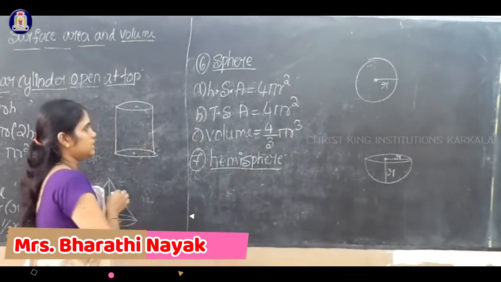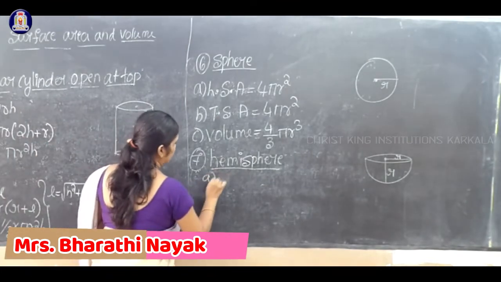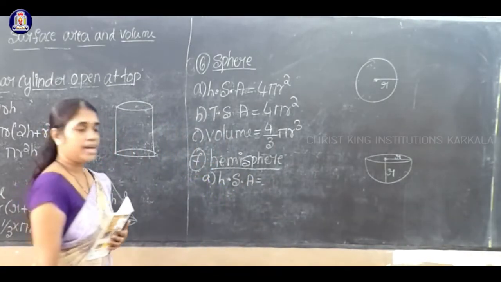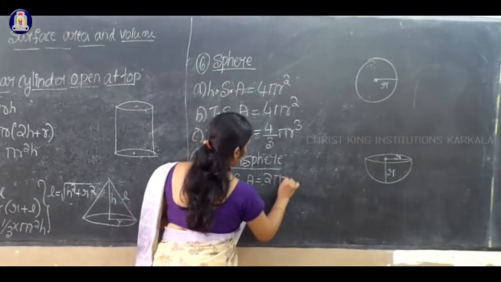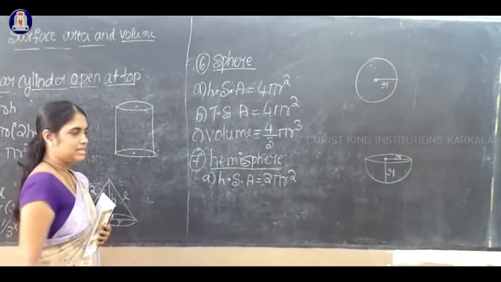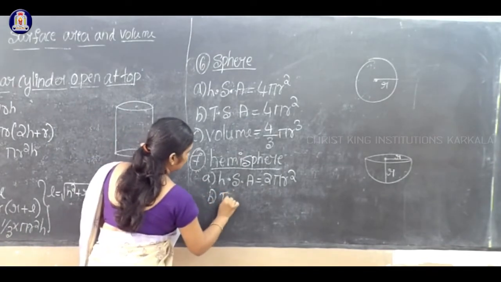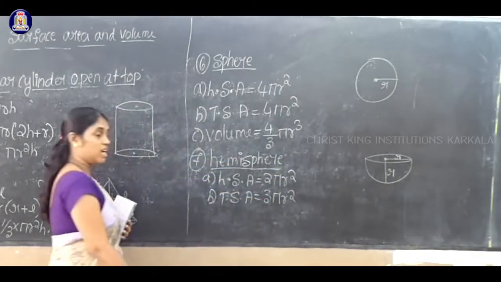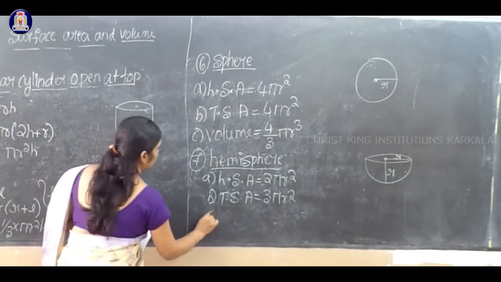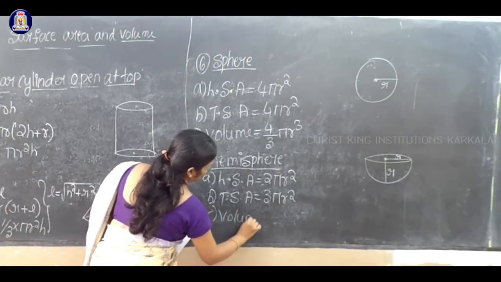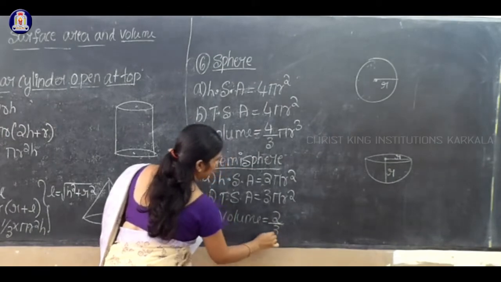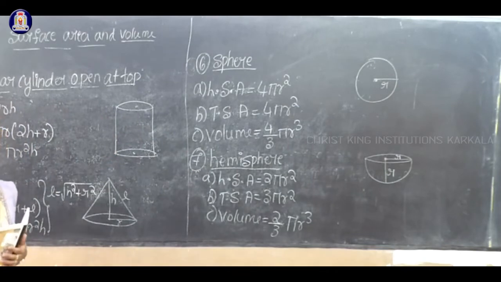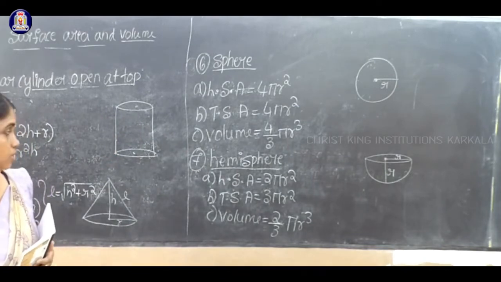Let's see the formulas. First, LSA of the hemisphere is given by 2 pi r square. Next, TSA is given by 3 pi r square. 3 pi r square is the TSA of the hemisphere. Next, the volume of the hemisphere is given by 2 by 3 into pi r cube. So this is about the hemisphere.